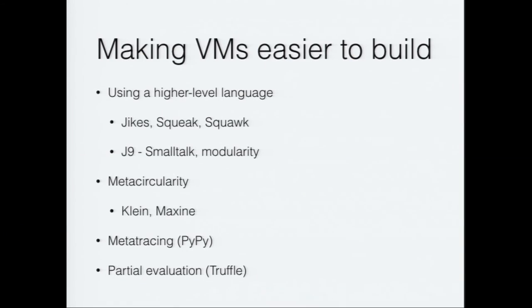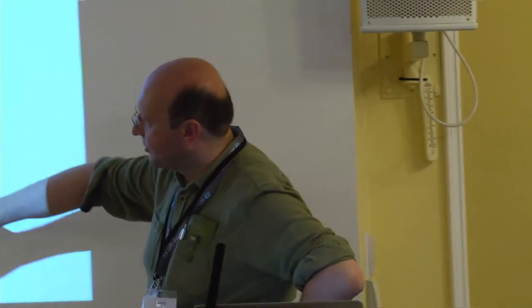Since then, the current focus of work for those of you doing research seems to be making VMs easier to build. So using higher-level languages so that we don't have to struggle with C and C++ quite so much, building meta-circular VMs so we can reuse large chunks of the system and have a much more modular system, and then the current hot contenders for VM construction, which are meta-tracing and partial evaluation, which I will describe and wrap up.